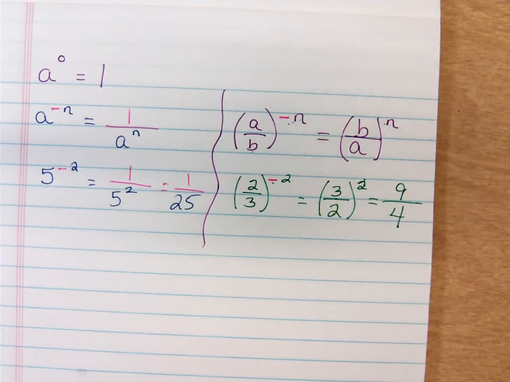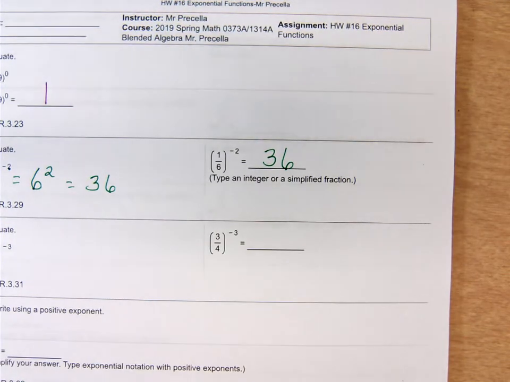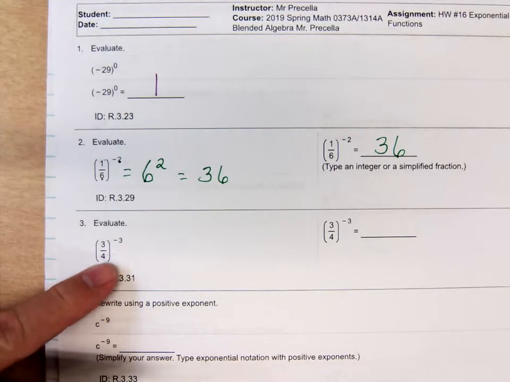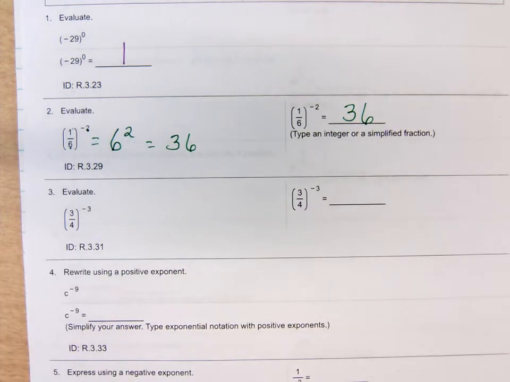Now, let's see. Let's see, hold on. I'm trying to rearrange these pages. Just bear with me. There we go. Now problem number 3 says 3 over 4 to the negative 3rd power. Oh, I'm sorry about that. There it is.